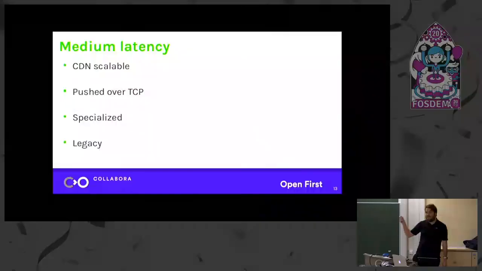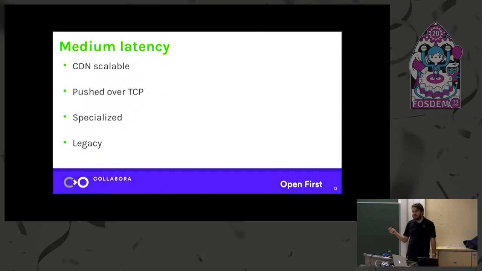Next, medium latency. So that's 1 to 10 seconds. One of the things that you can get once you get there is large scalability, so using a CDN. This is basically so you can have broadcast. This is kind of the next level, right? It means TCP, not UDP anymore. There are some specialized systems, and there are some legacy ones too.